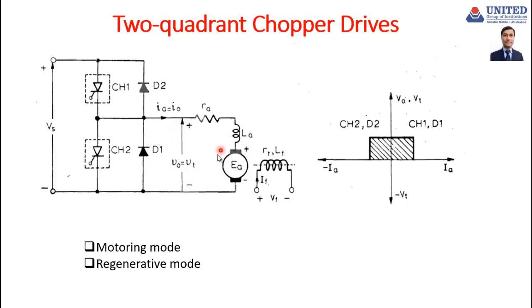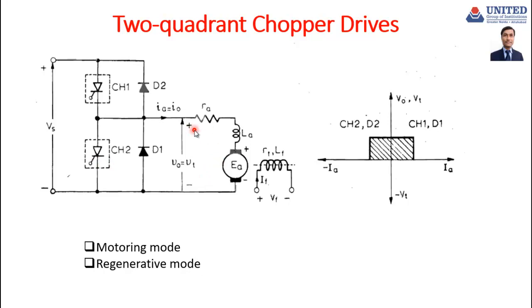In the motor mode operation, this drive operates in first quadrant. That is why it is also called forward motoring mode. Now in case of regenerative braking mode operation, the switch CH2 and diode D2 operate. When switch CH2 is turned on, then motor acts as a generator.